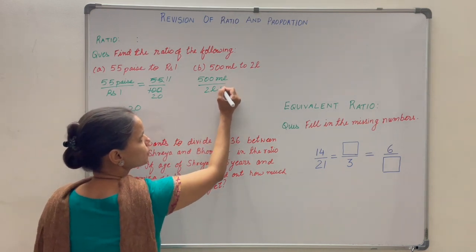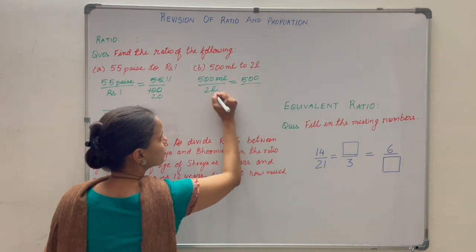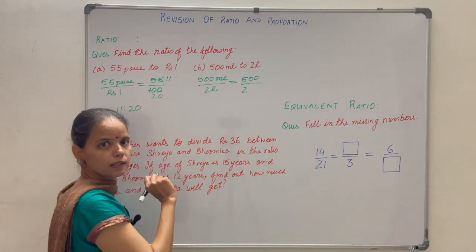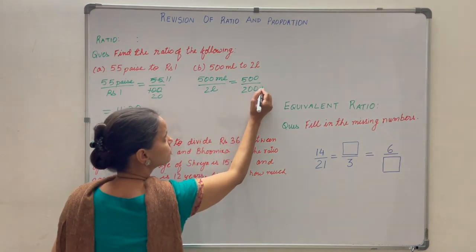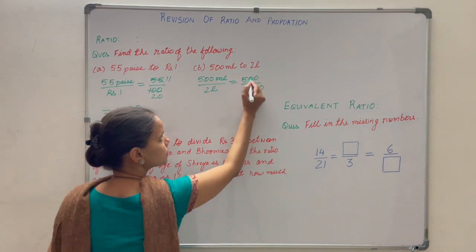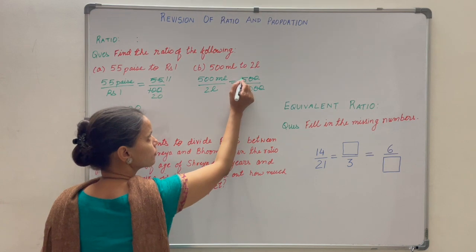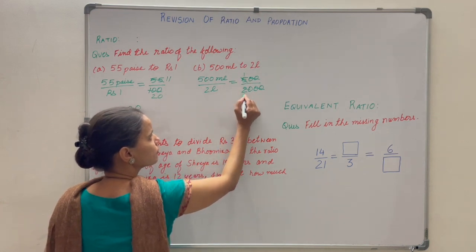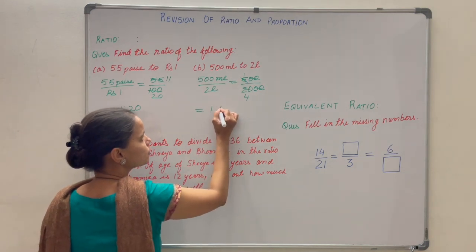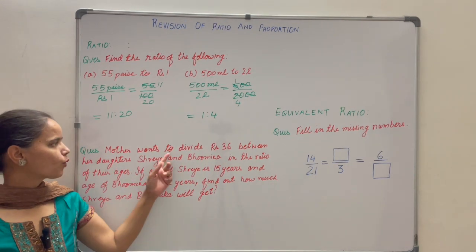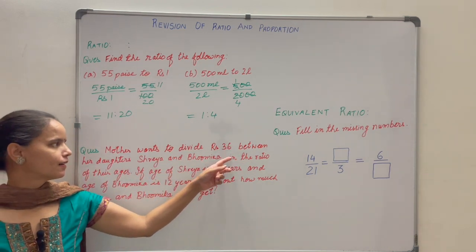So now let us make the units same. So here what do you get? 500 is already in ml. 2 liters: 1 liter is 1000 ml, so 2 liters is 2000 ml. Now you can cancel the 2 zeros here and you can divide both numerator and denominator by 5. So it is 5 ones are 5, 5 fours are 20. So what is the ratio? 1 is to 4.